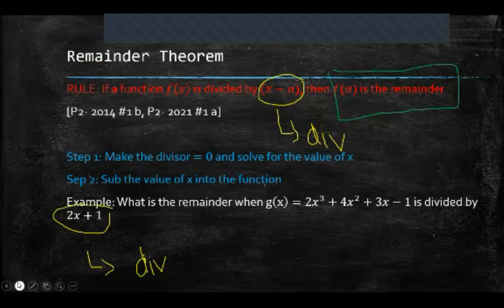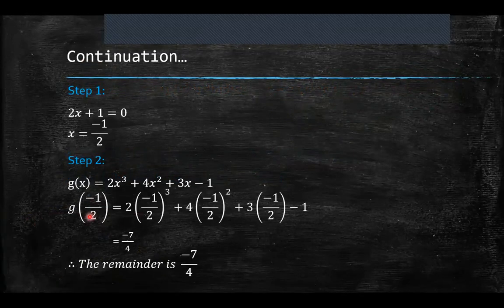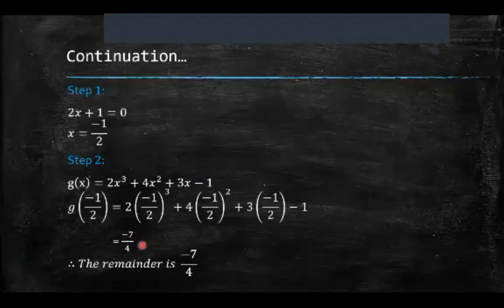So back to this one. After substituting the minus a half into my function, the answer I got was minus 7/4. What does that mean? That means that the remainder is minus 7/4.